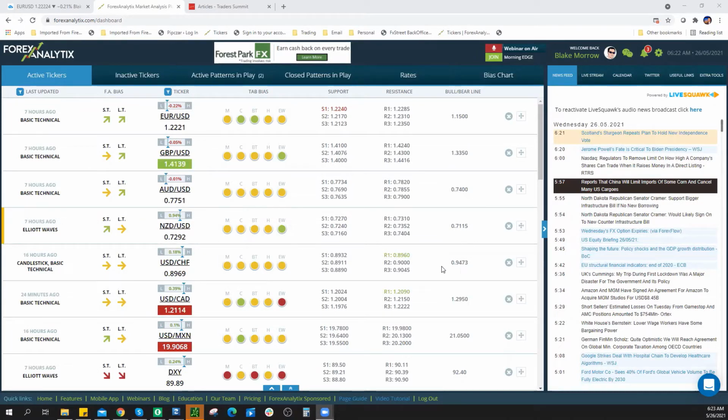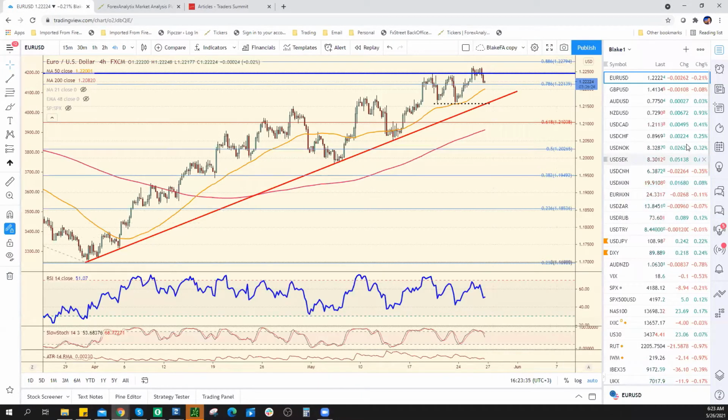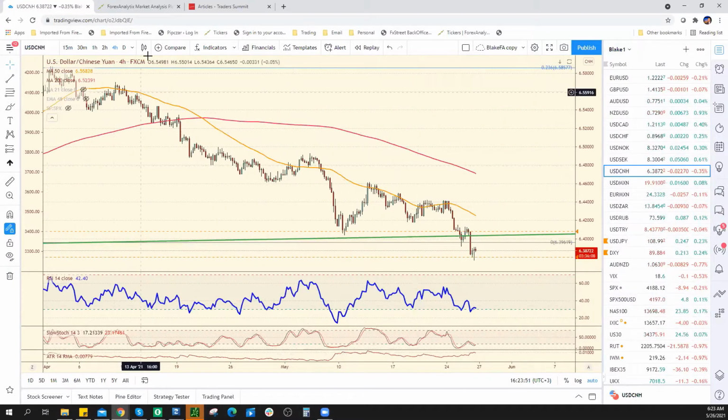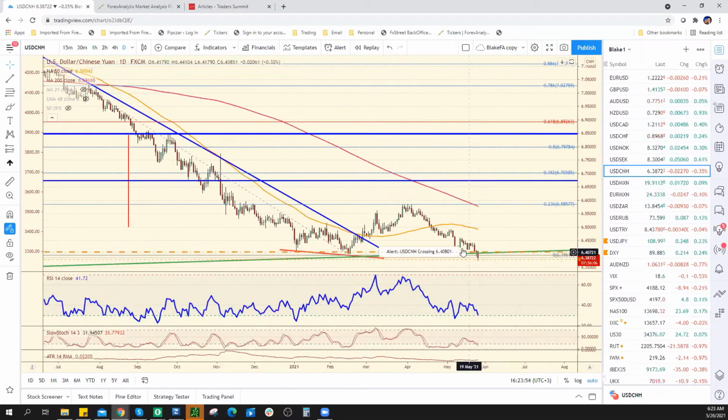So let's talk a little bit about, I just took a position in the US dollar CNH. All right. And I'm going to share with you the reason why. Now this may be a little premature, but I did it anyway, and it's small, but I want to add to it by the end of the day. So the US dollar CNH is obviously selling off. It's breaking down. You can see it breaking through support.